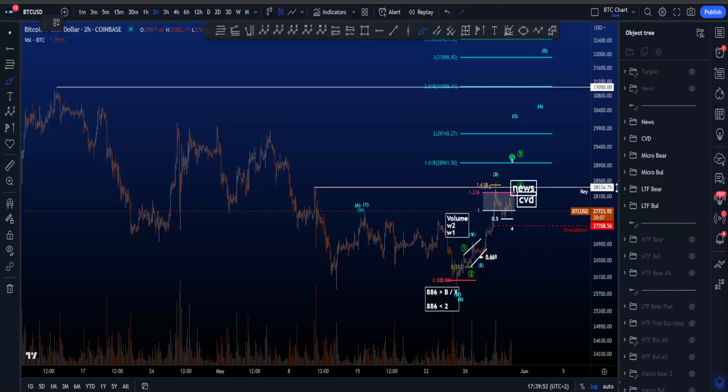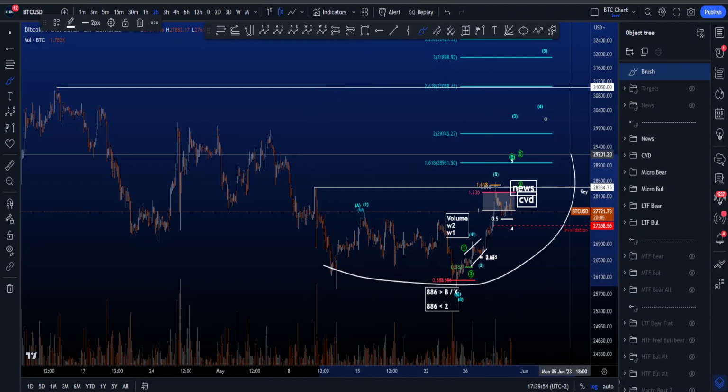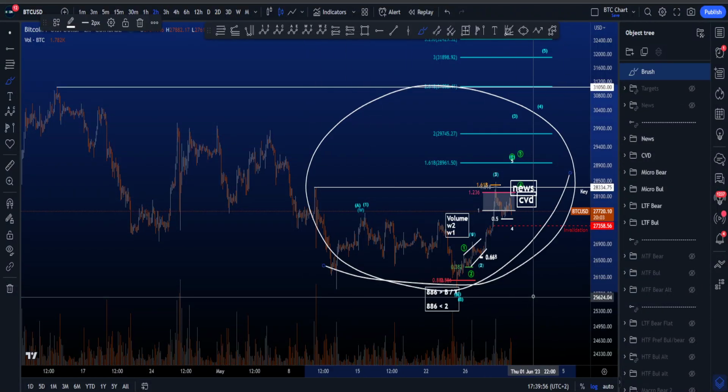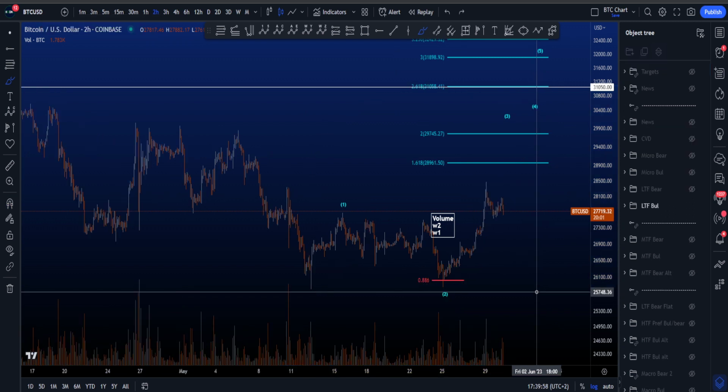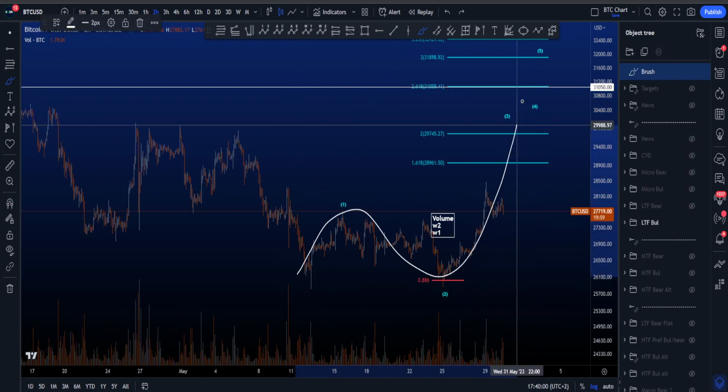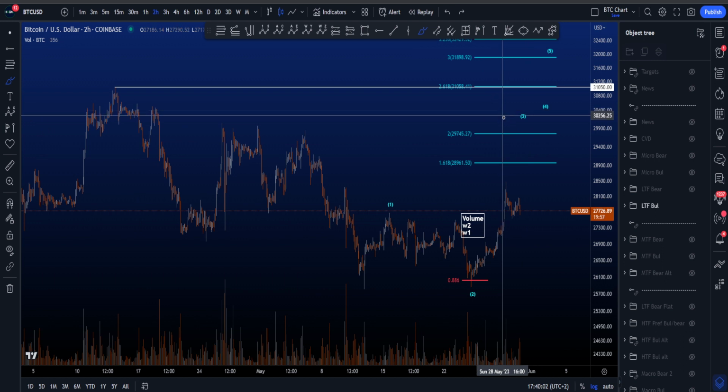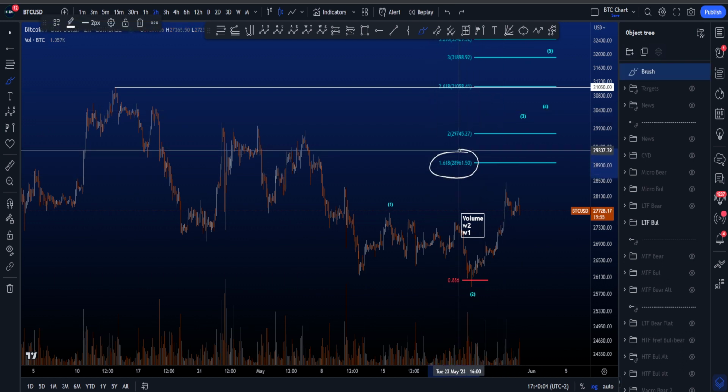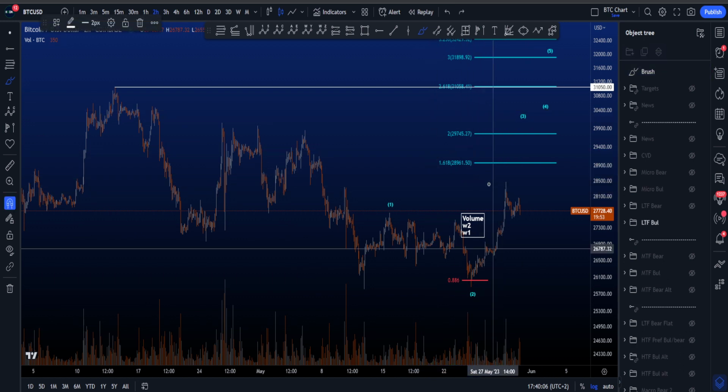Hi everyone, let's go over my bullish and bearish low time frame and micro Elliott Wave scenarios on Bitcoin. Starting with the low time frame bullish scenario, where we're then looking for a 1, 2 and then a bigger 3 towards the upside, where the wave 3 minimum target is the 1.618 over here at 28.9k.